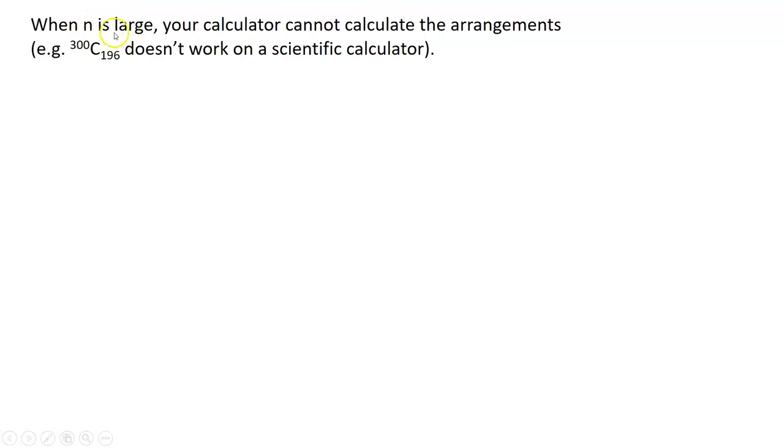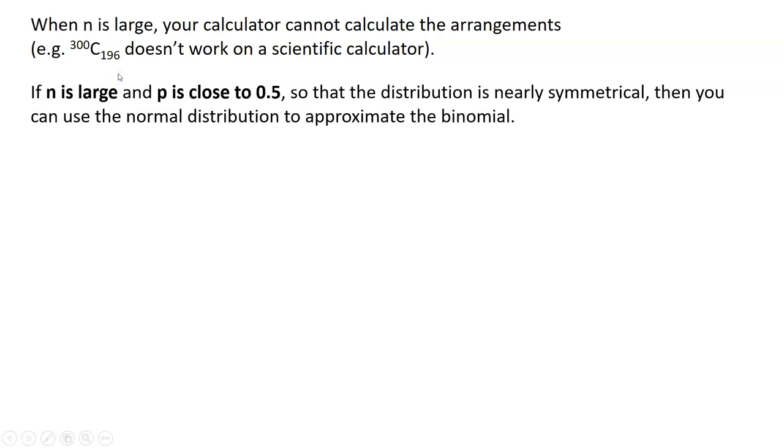So, when n is really large, when we do lots of trials, scientific calculators, in particular basic calculators, cannot calculate the arrangements. A scientific Casio calculator or TI calculator can't do this. So what we can do when n is large and p is close to 0.5, we can use the normal distribution to approximate the binomial distribution.